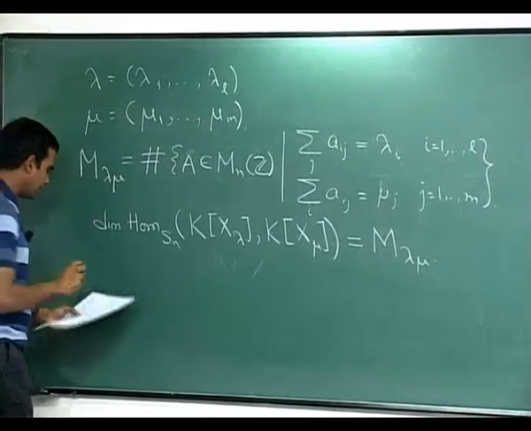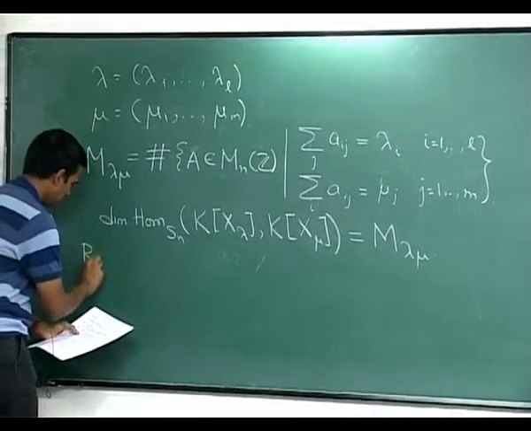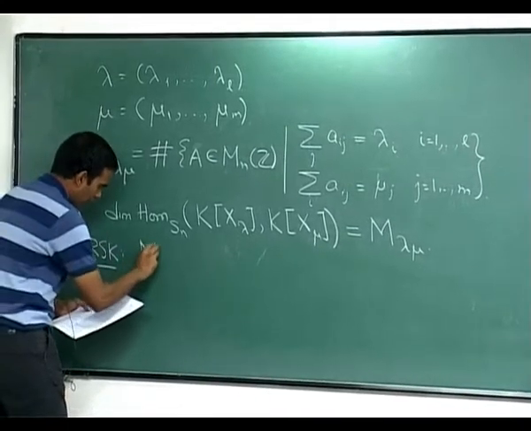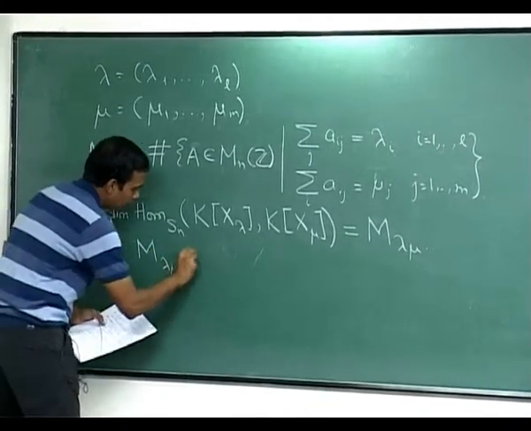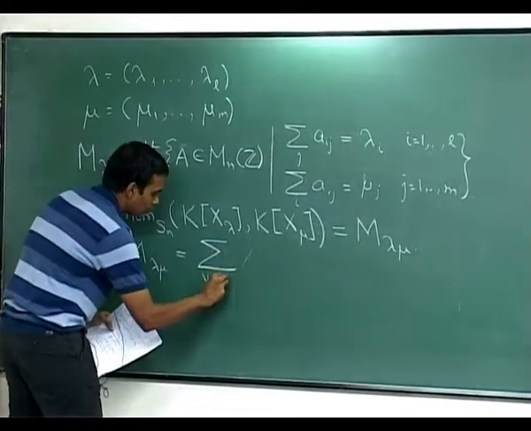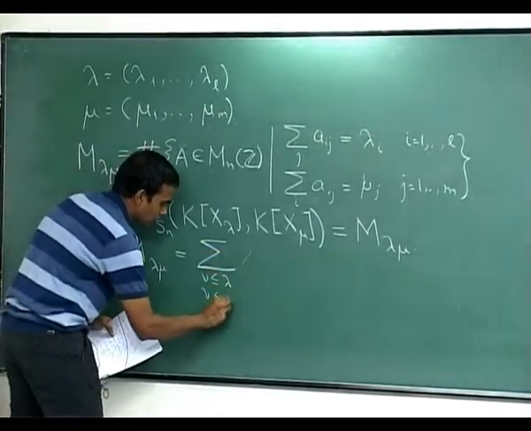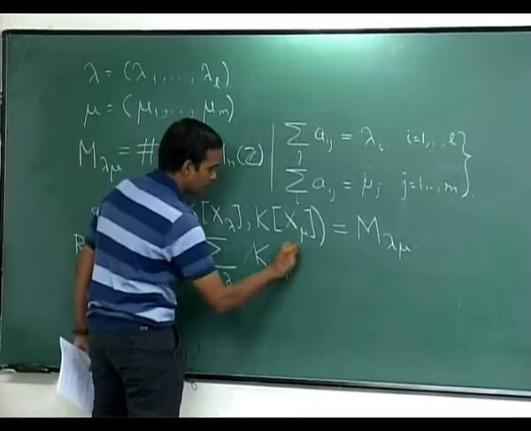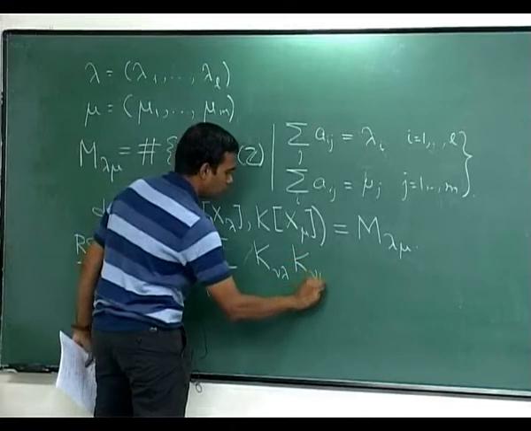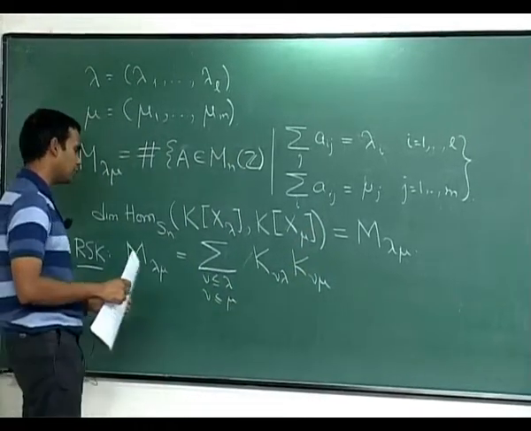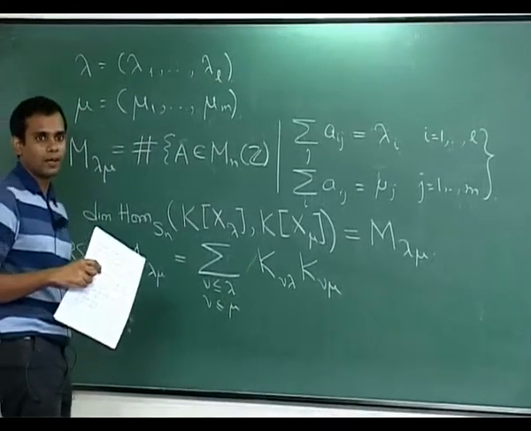There is also the RSK correspondence, which says that m lambda mu is a sum over nu less than or equal to lambda, nu less than or equal to mu, of k nu lambda times k nu mu. In addition, we had some condition that k lambda lambda is equal to 1 for each lambda.